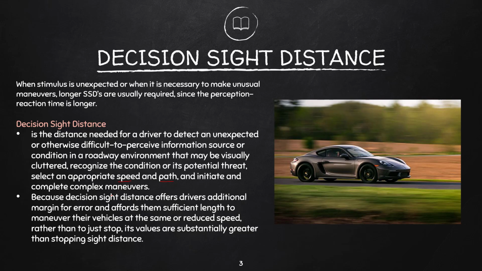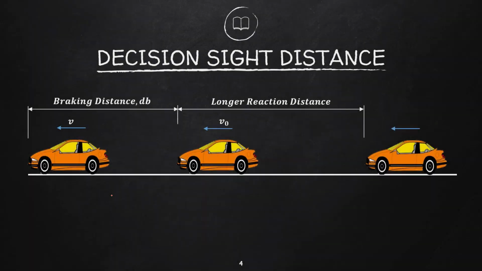Take note that when you consider the same design speed, decision sight distance should be greater than the amount required for the stopping sight distance. Similar to stopping sight distance, you will have a reaction distance, but it is longer, and this one is not necessarily braking distance. This can be any type of maneuver. For example, this may be a change in speed or a change in path.